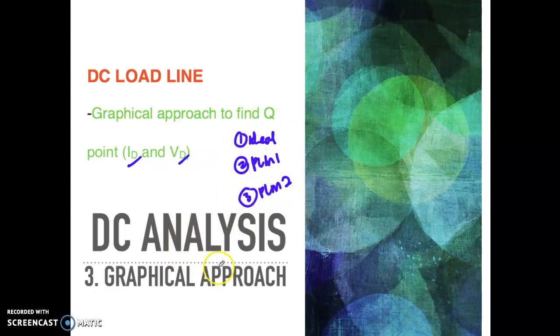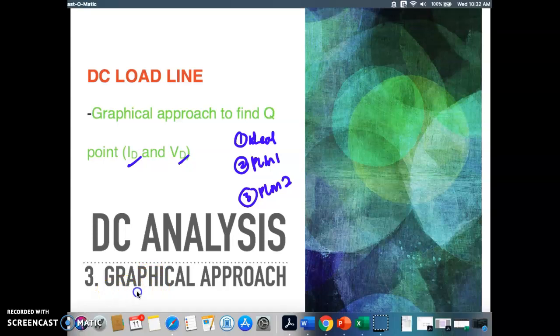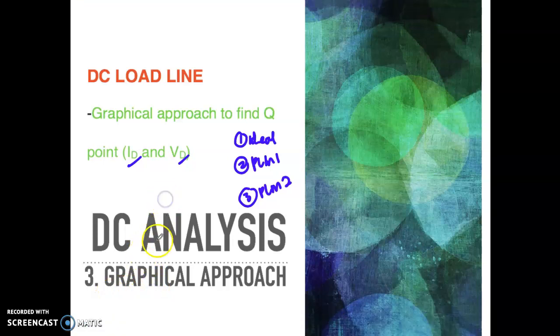There is another type of analysis that we call the graphical approach. This is from the graph of the IV characteristic of the diode, where we again need to find ID and VD. So why do we call this one graphical? Because it is based on the graph.